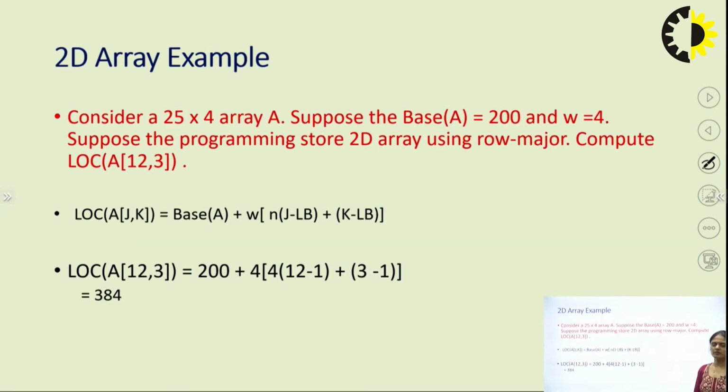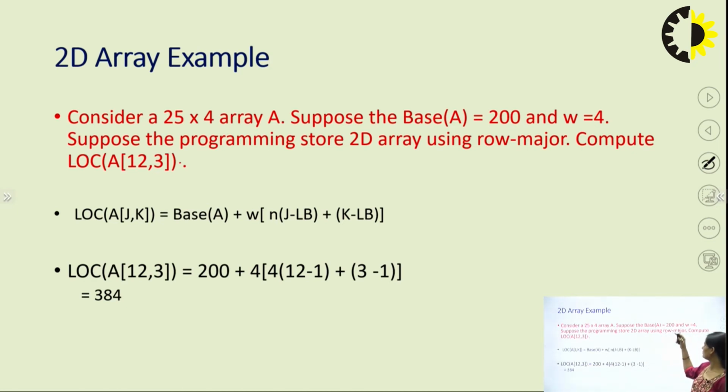So let's take one example. Consider the array A of size 25 cross 4. Suppose the base address is 200 and W is given as 4. Suppose the program stores the 2D array using row major; compute A of 12, 3. So 12, 3 means 12 is J and 3 is K. The formula for finding the address of J, K for row major is the one we have seen. So we apply 12, 3, where 12 is j and 3 is k.